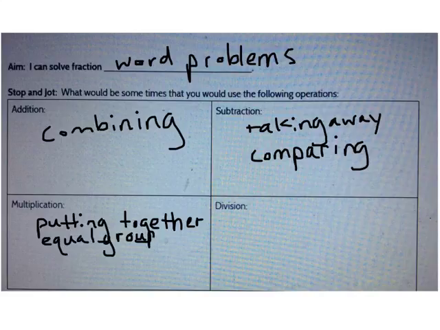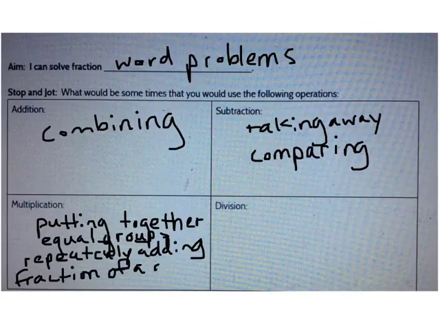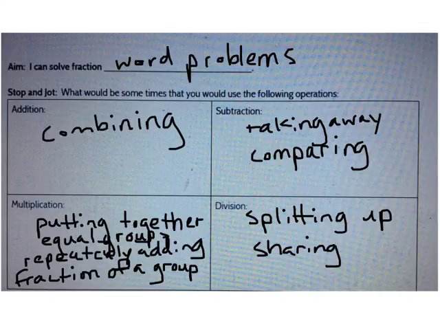When we are repeatedly adding, or when we're finding a fraction of a group, and we'll use division when we are splitting up or sharing. Take a moment to make sure you've written all of your notes down on your paper.